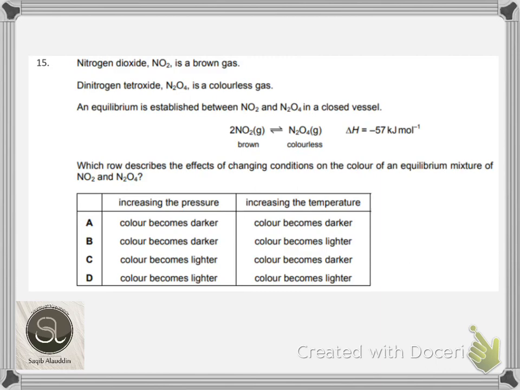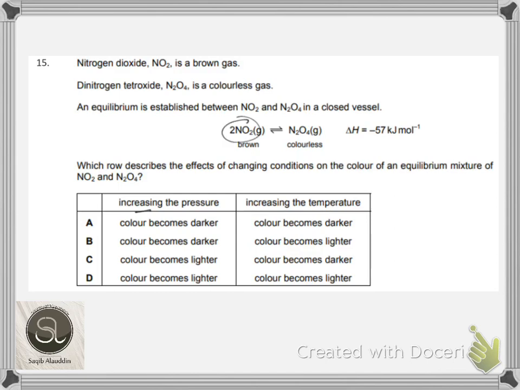Question number 11. The reaction is given. They say, which row describes the effect of changing conditions on the color of the equilibrium mixture? Okay, let's start with pressure. When you increase the pressure, I've been telling you, equilibrium will shift toward the side with less number of moles when you're dealing with gases.